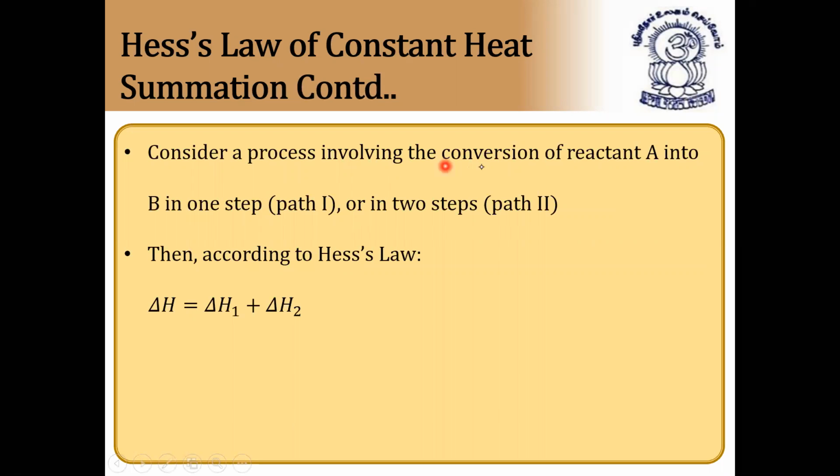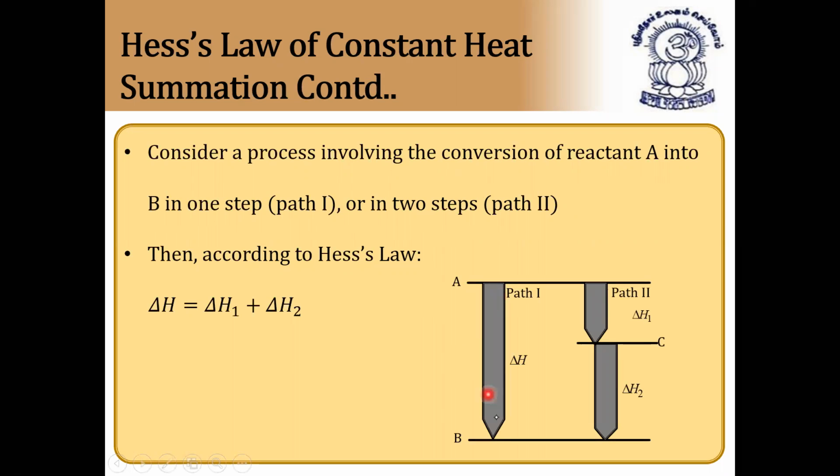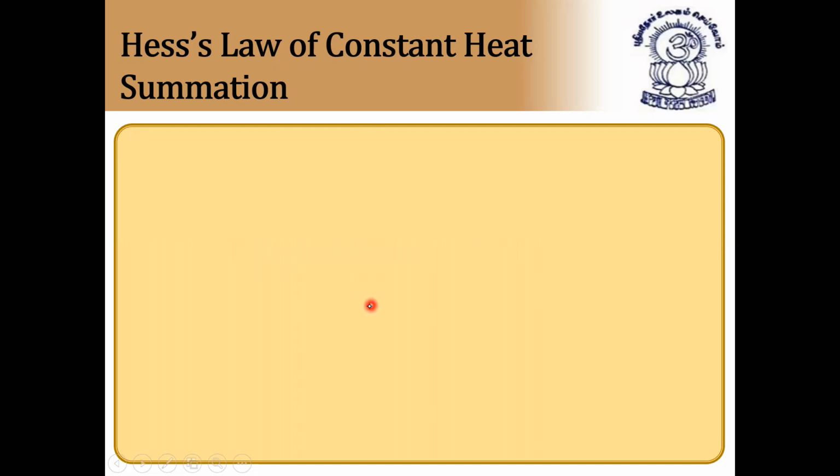Consider a process involving the conversion of reactant A into B in one step, path 1, or in two steps, path 2. Then according to Hess's law, A to B directly is path 1, that is delta H. For A to B in two steps, first it changes from A to C, then C to B. Then it is step 1 and step 2, as I told you. So delta H of this reaction is equal to delta H1 plus delta H2. Simple it is. So this is called Hess's law of constant heat summation.